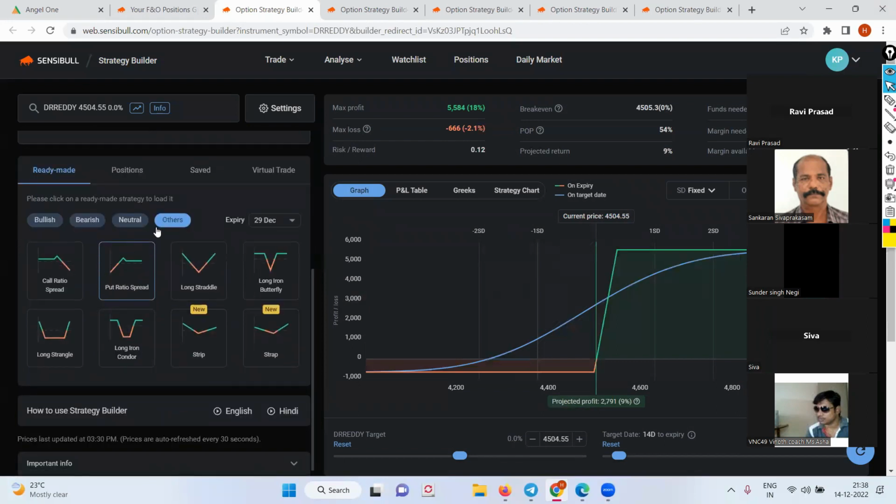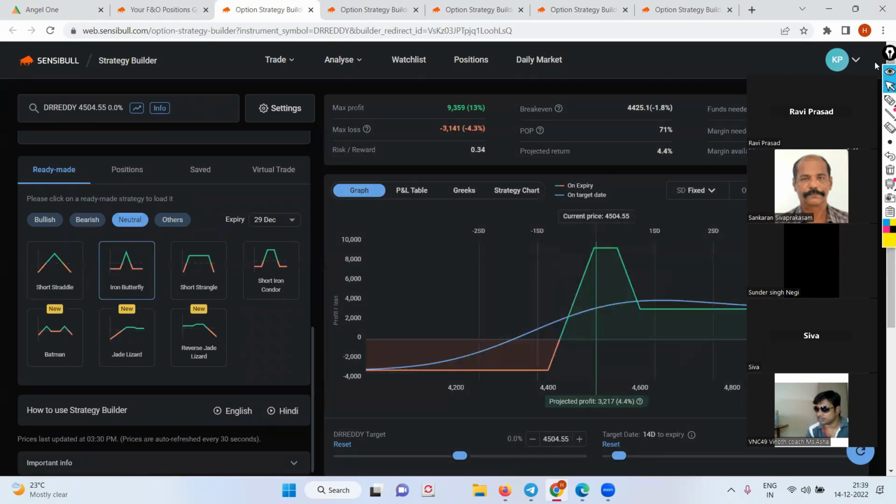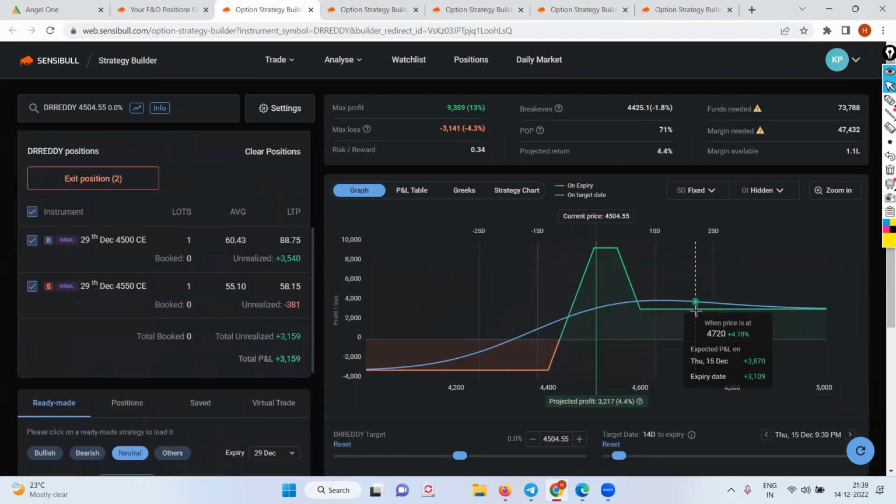Do we have another trade? Okay, so let me see what happens if I go for some iron fly. Okay, on top of my debit spread, this is what happens when you go for an iron fly, right? I do not know. Now, if you're okay with this, you can go for it. You have a good profit, 3,000, and this loss.